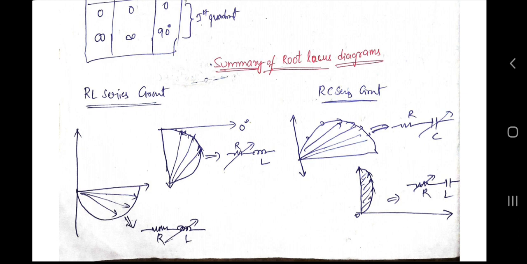With fixed resistance and variable capacitance, it is in the first quadrant, on the x-axis. With variable resistance and fixed capacitance, it is on the positive y-axis like this. So this is the summary of the root locus diagrams.